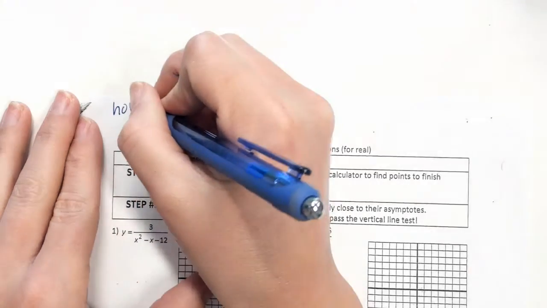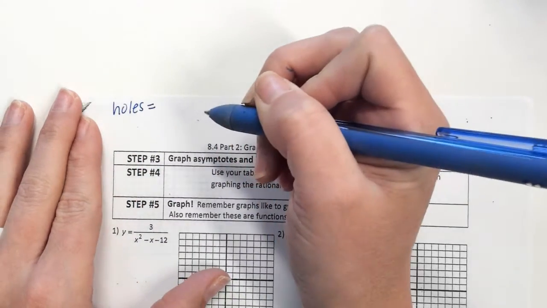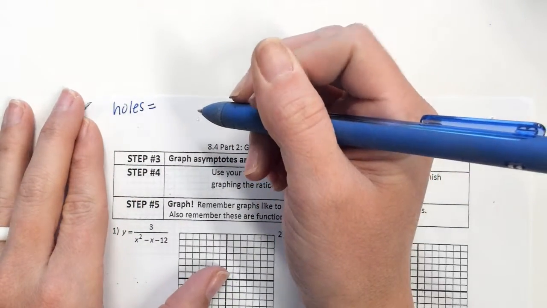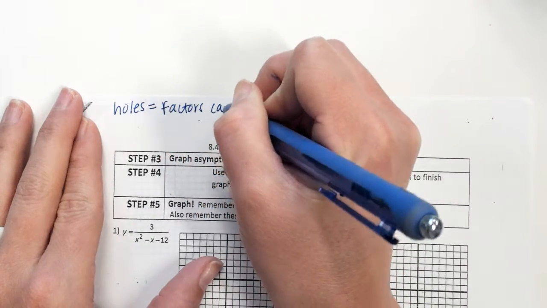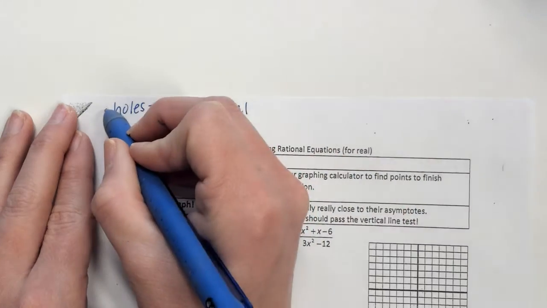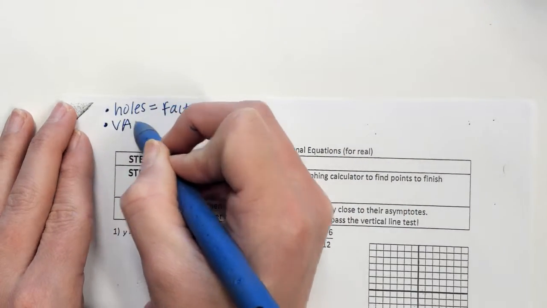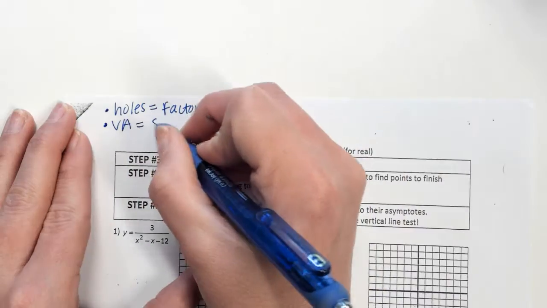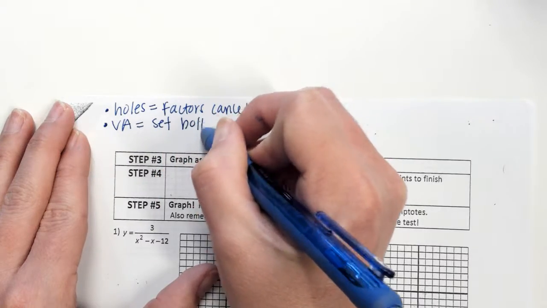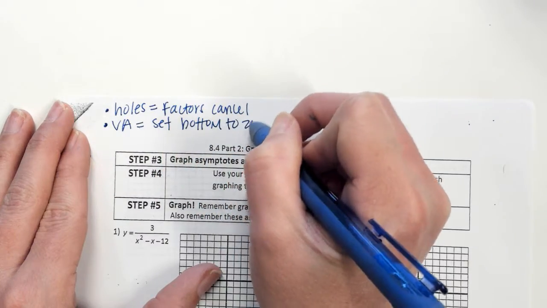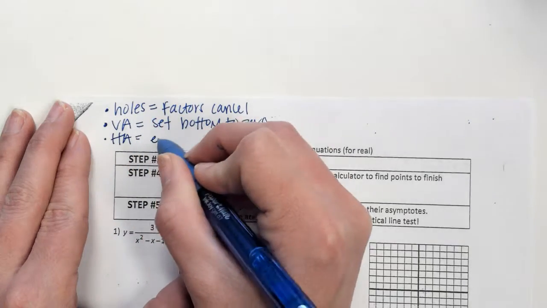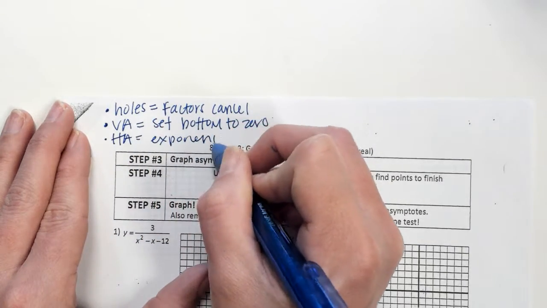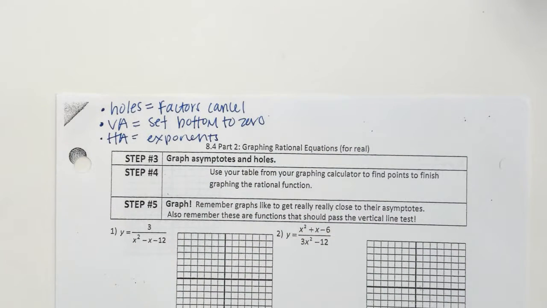Holes occur when what? When do we have holes? Yes, when factors cancel. Alright, VA. How do I find a VA? Yes, set bottom to 0. For HA, I look at the what? Exponents. Good. So write that at the top so we won't forget it.